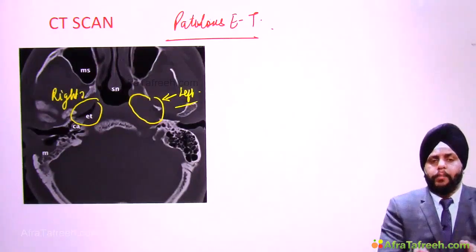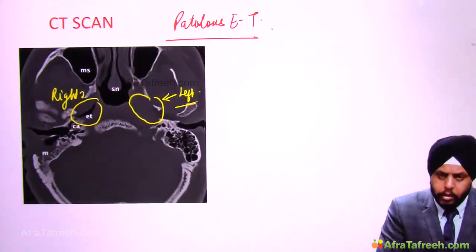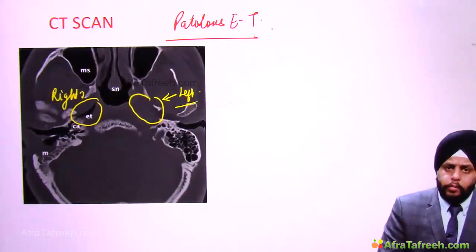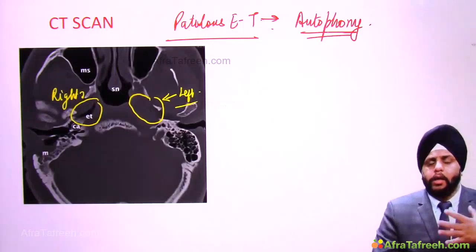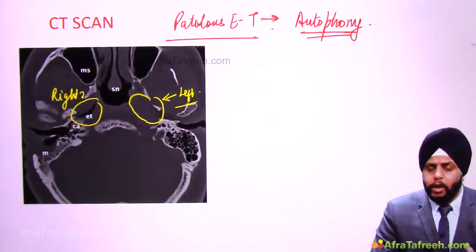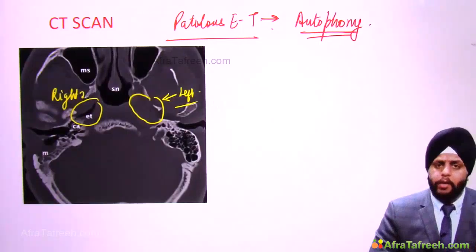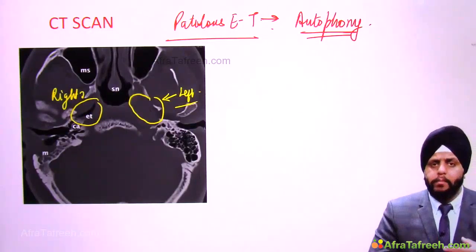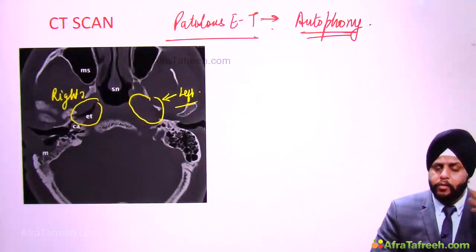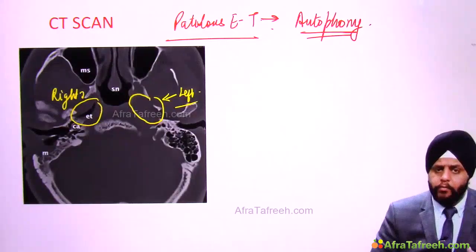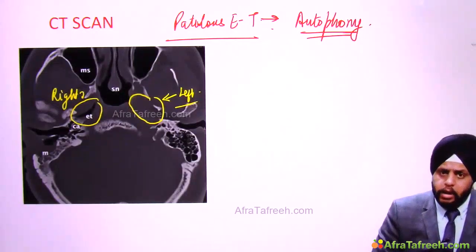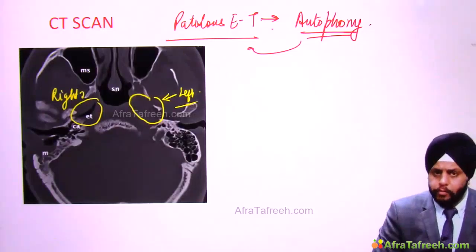What will happen in patulous Eustachian tube? The patulous Eustachian tube will lead to autophony. That means the patient will hear his own voice very loud. So he'll come with this complaint of autophony, that my own voice resonates, I hear it very loud. So that condition is known as autophony, and it is seen in patulous Eustachian tube.